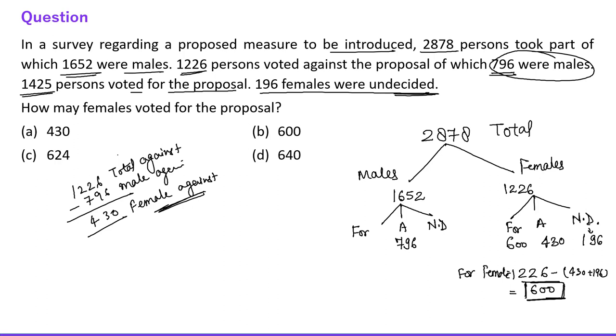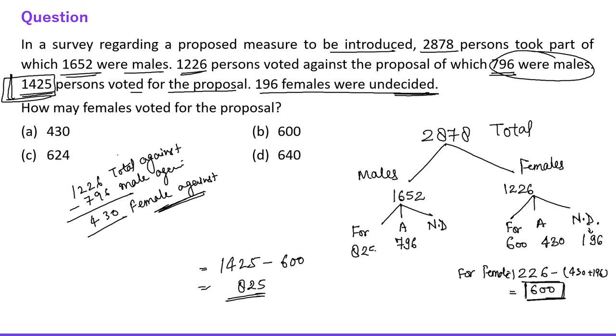Okay. Now the next line of the question is saying 1425 persons voted for the proposal, right? So 1425 persons voted for the proposal, out of which 600 were females, right? So this is 825 males were for the bill.